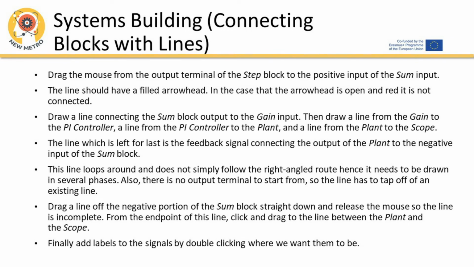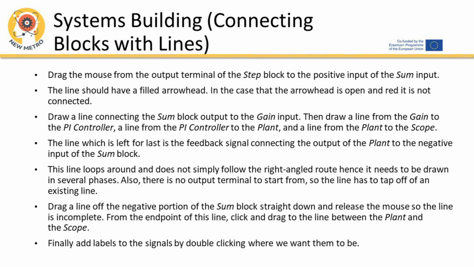Systems building, connecting blocks with lines. Drag the mouse from the output terminal of the step block to the positive input of the sum block. The line should have a filled arrowhead. In the case that the arrowhead is open and red, it is not connected. Draw a line connecting the sum block output to the gain input. Then draw a line from the gain to the PI controller, a line from the PI controller to the plant, and a line from the plant to the scope. The line which is left for last is the feedback signal connecting the output of the plant to the negative input of the sum block.